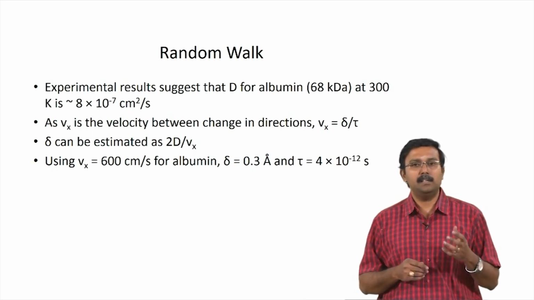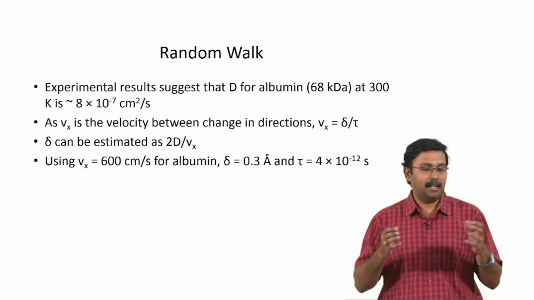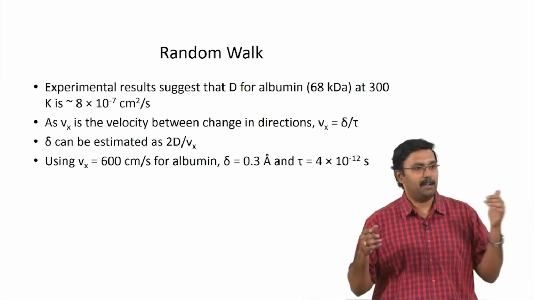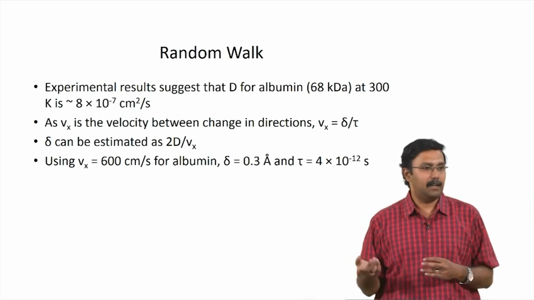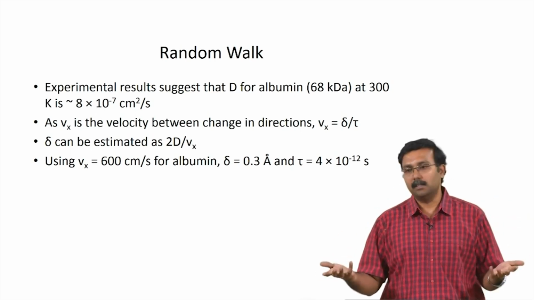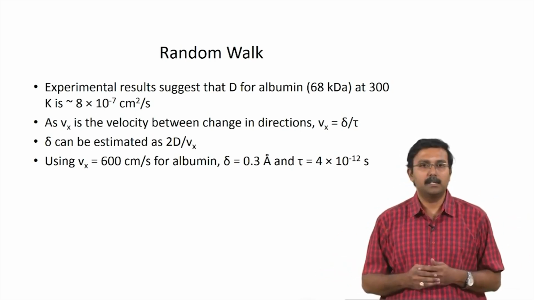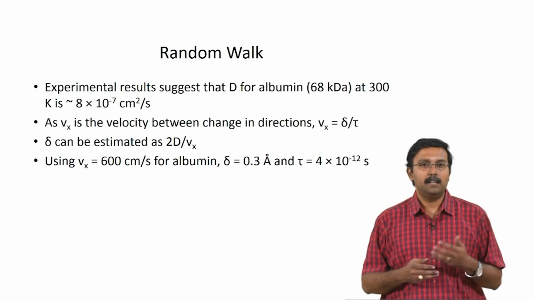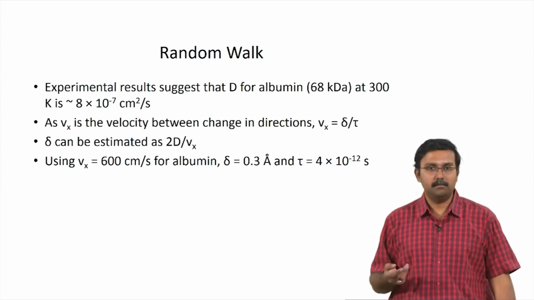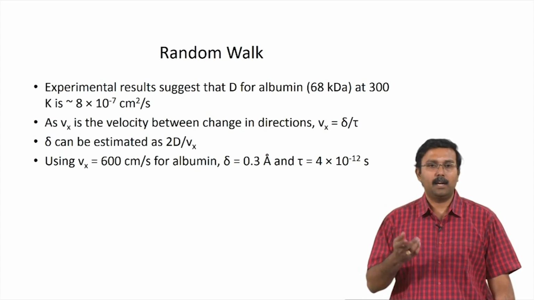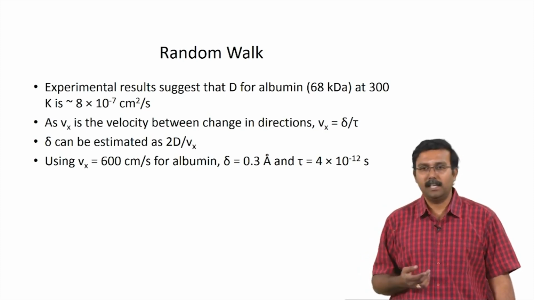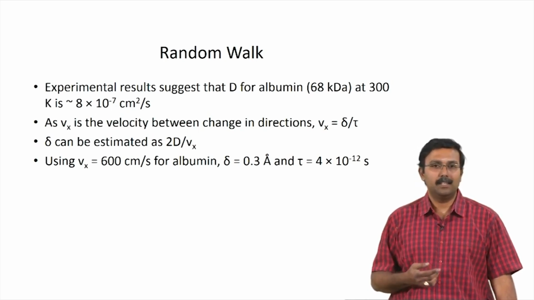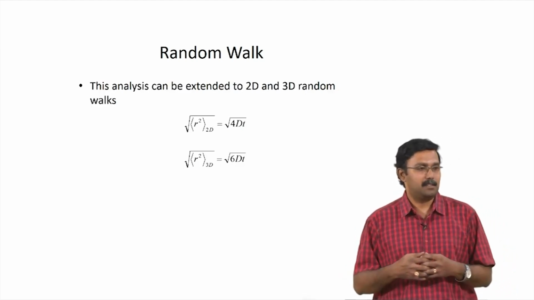So, V is the velocity between the changes in direction. During the persistence time they have a migration velocity, and that would be delta divided by tau. Delta is the distance covered, tau is the persistence time. So, that would be your velocity. So, delta can basically be estimated as 2D divided by Vx, and using this Vx of 600 centimeter per second for albumin, delta is 0.3 angstroms and tau is 10 power minus 12 seconds. So, that just gives you a feel for what this would be.